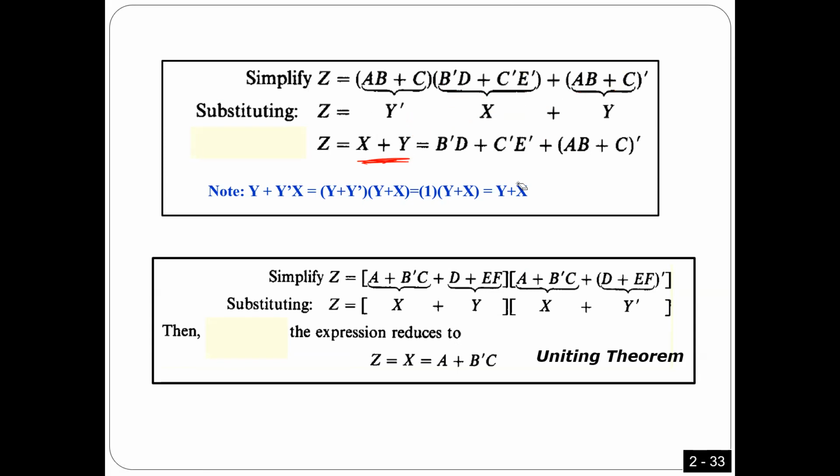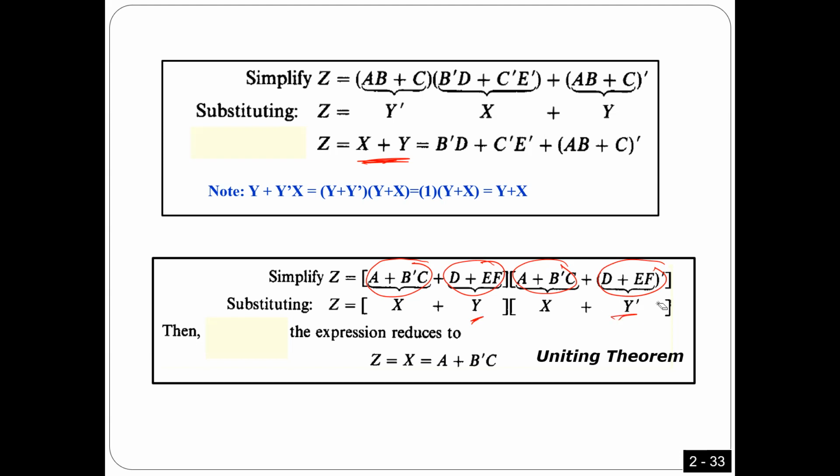Again, look at this one here. I can make an observation here. This term is similar to this term. So I can call this one X and I can call this one X. And I see this term and this term are the same, but one of them is the inverse of the other. So if I call this one Y, this one becomes Y prime.